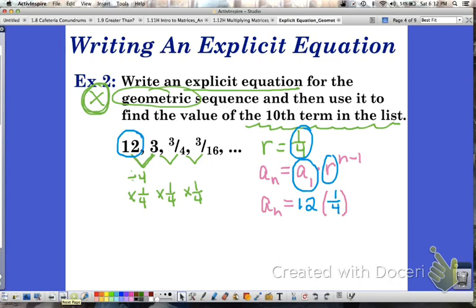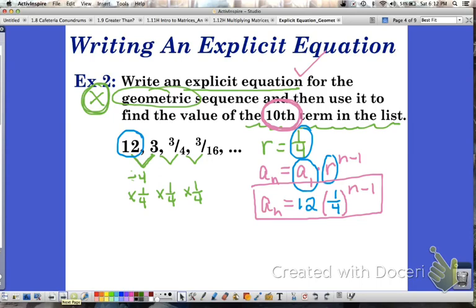And then that 1/4 is raised to the n minus 1 power. This is the explicit equation for that sequence. That's the first part of the problem. But then the second part of the problem is I wanted you to use that equation in order to find the 10th term in the list.